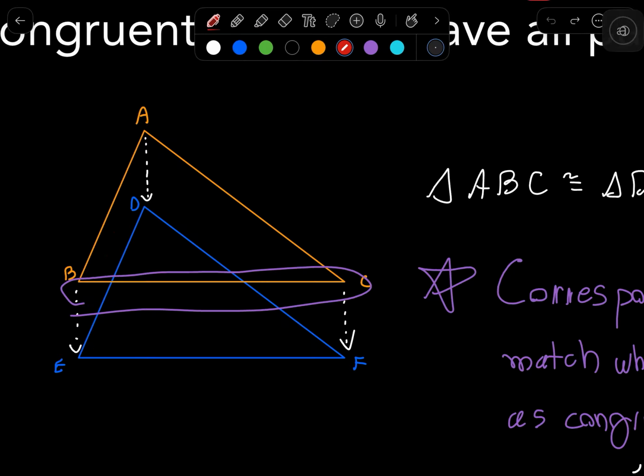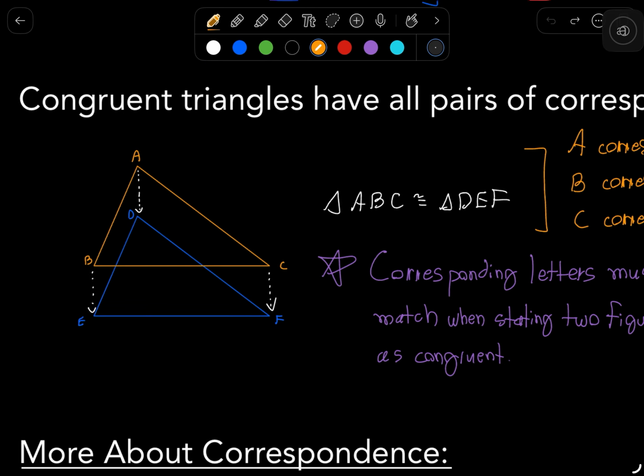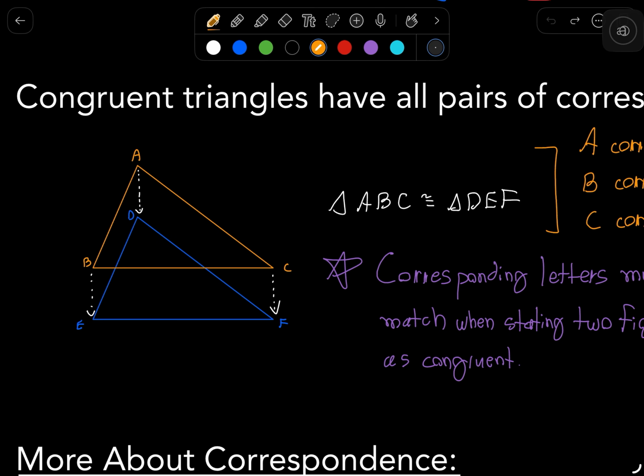They're not corresponding. So corresponding letters must match when you're stating two congruent figures as well. What that means is, let's say you name this orange triangle as triangle ABC. You start with A, then go to B, then go to C. You have to follow that same exact pattern when you're naming the congruent figure. So for the blue one, you would start with D, go to E, and then F. You have to follow the same path.